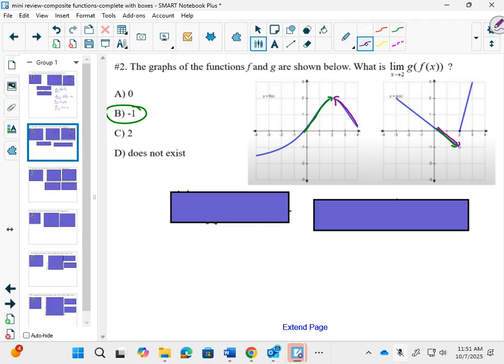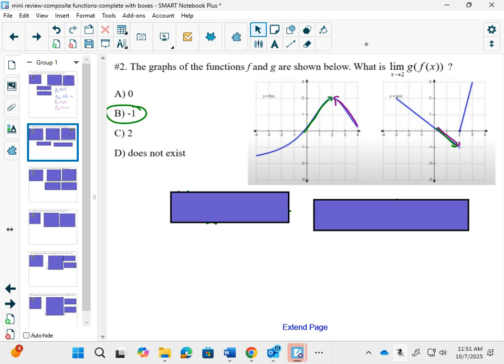Even though a normal limit as x approaches 2 of just g of x does not exist. Whew. That's a little intricate detail, okay? All of you would have got this wrong the first time you tried.